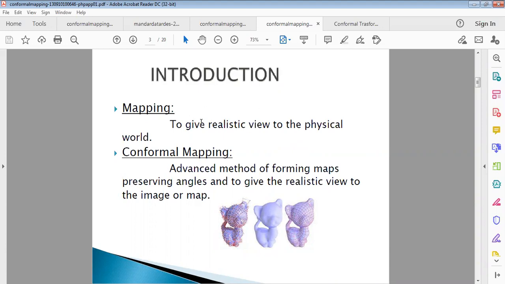So actually mapping is to give a realistic view of the physical world. Conformal mapping is an advanced method of forming maps, preserving angles, and giving a realistic view to the image or map. To draw any image or any physical structure, we have to take help from conformal mapping.